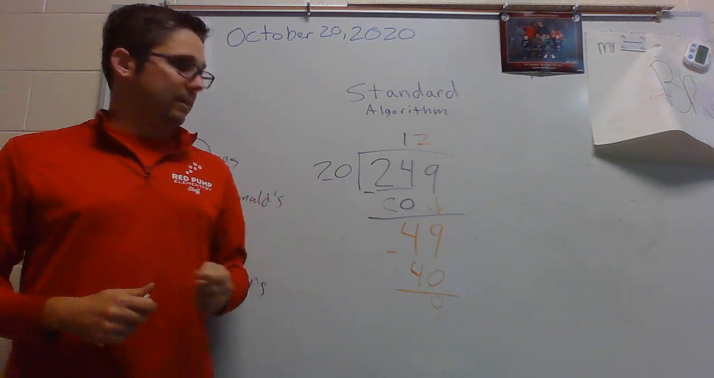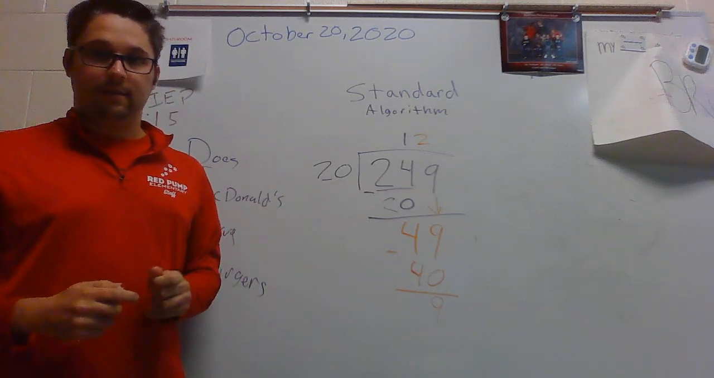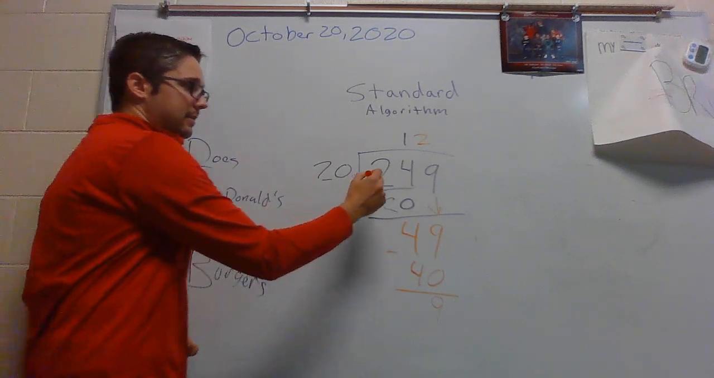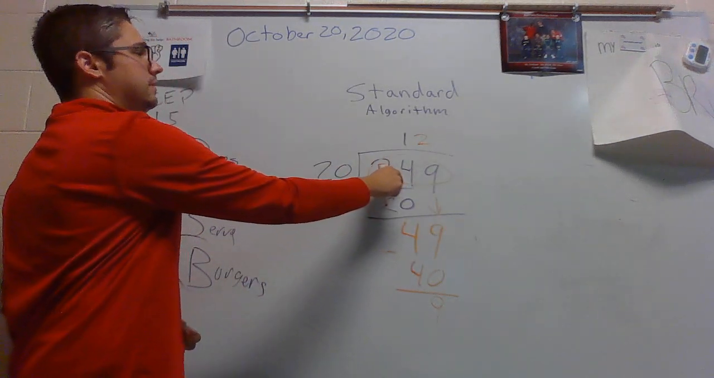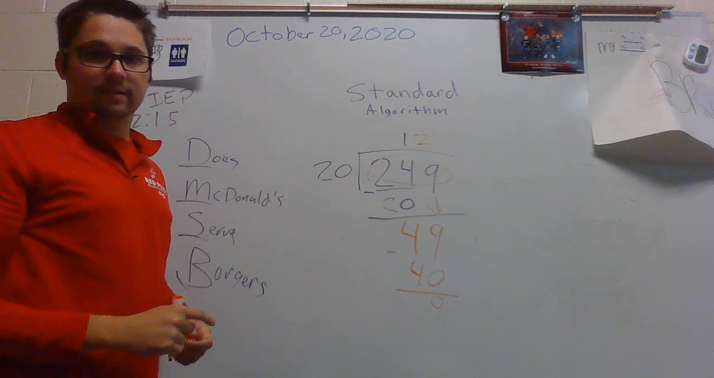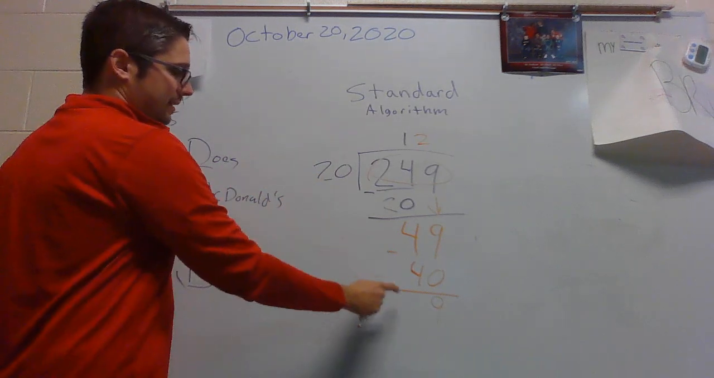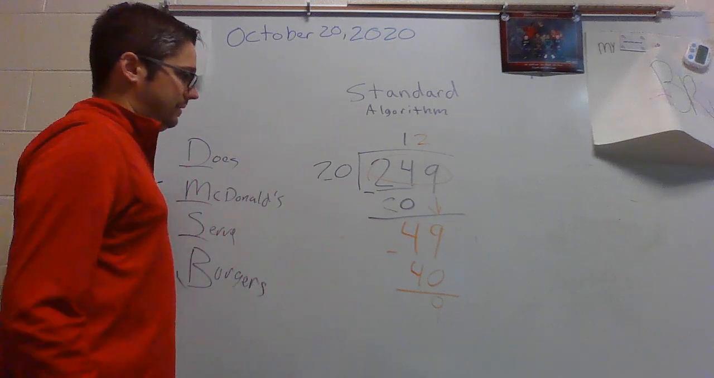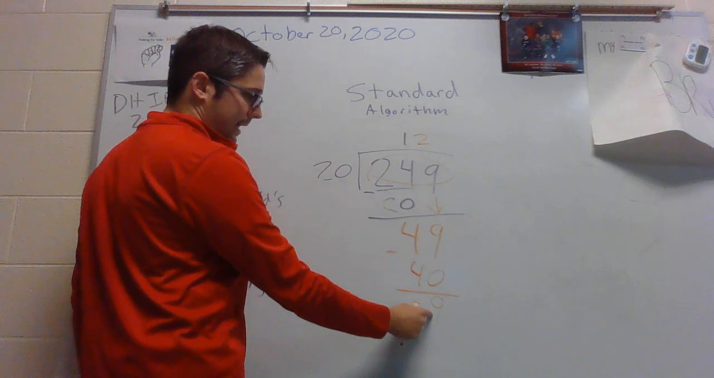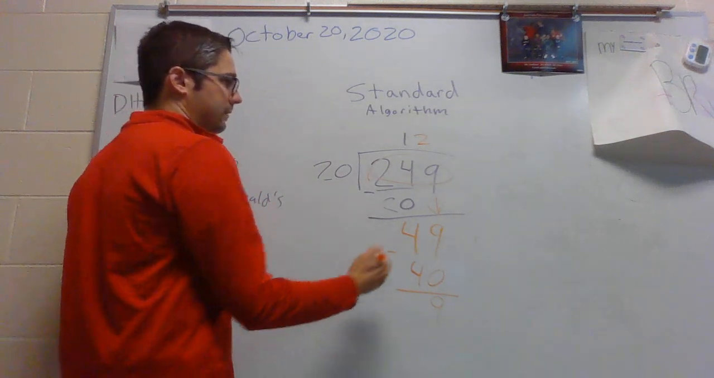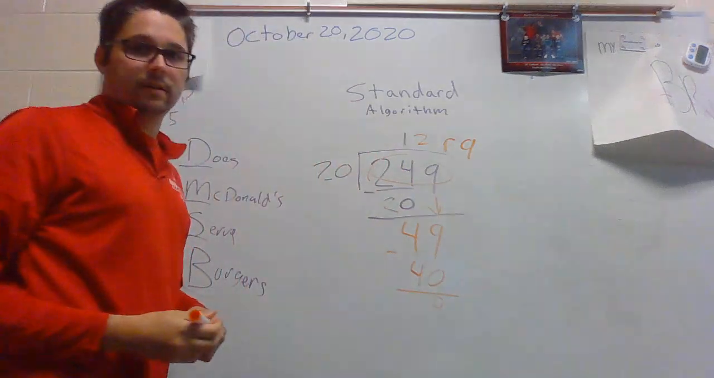Can't do it anymore. If this last number is less than your divisor, the number that you're dividing your dividend into, then you know that you have a remainder, because you cannot take your divisor and break it into 9 as a dividend. So we have 12 R 9, 12 remainder 9.